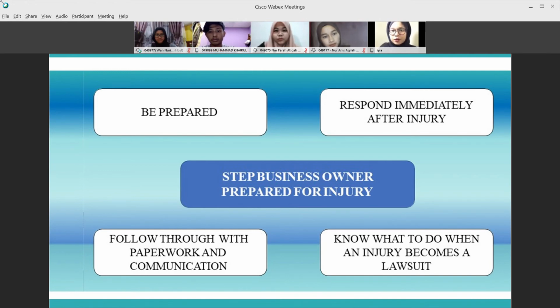Steps a business owner should take to prepare for injury. We have 4, which is: be prepared, respond immediately after injury, follow through with paperwork and communication, and know what to do when an injury becomes a lawsuit.